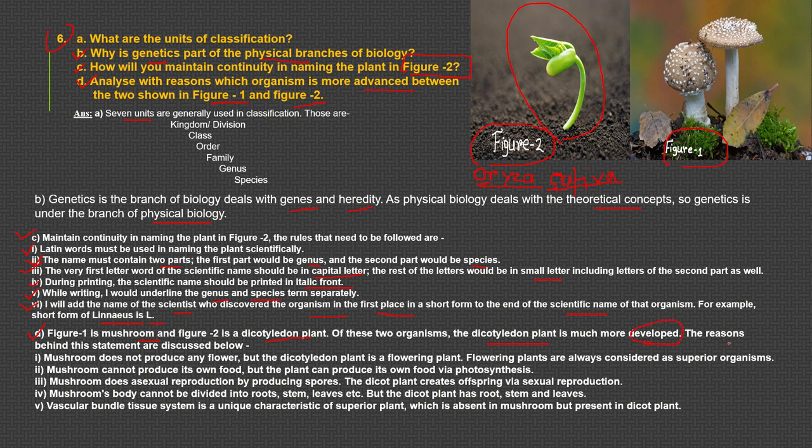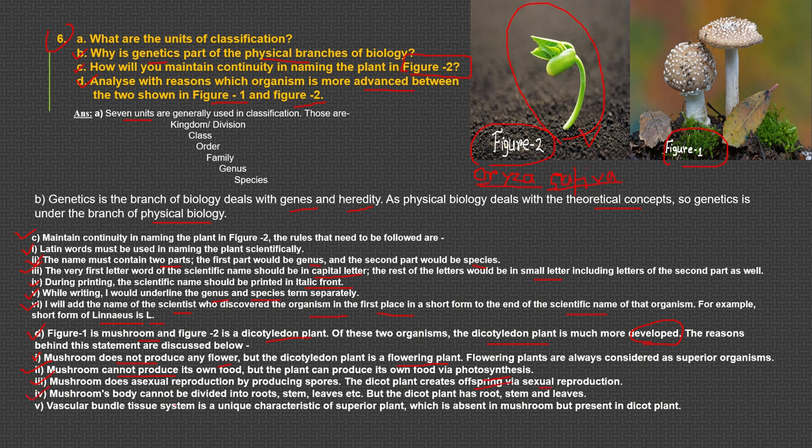Yes, definitely. What's the reason behind it? Number 1, the mushroom does not produce any flower, but the dicotyledon plant is a flowering plant. Flowering plants are always considered superior organisms. Number 2, the mushroom cannot produce its own food, but the plant can produce its own food via photosynthesis, that is figure 2. And number 3, the mushroom reproduces asexually, while the dicotyledon creates offspring via sexual reproduction. That is the difference.